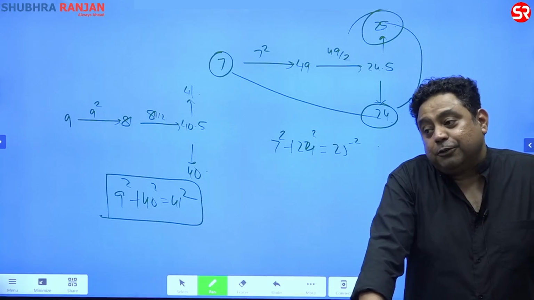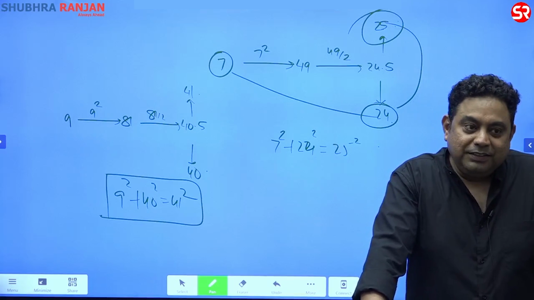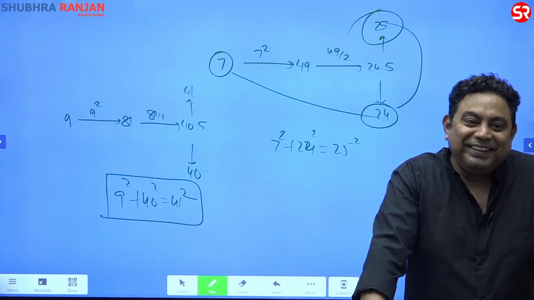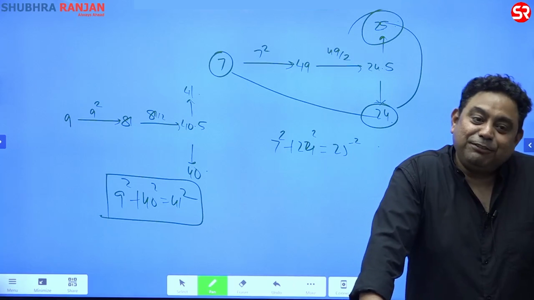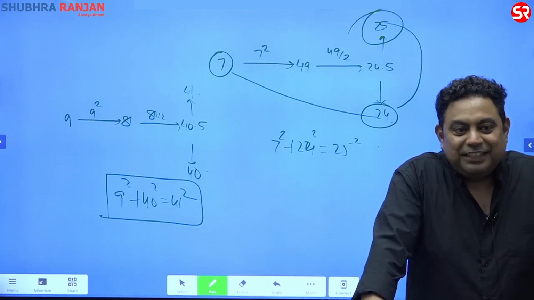2 से कैसे स्टार्ट करोगे मुझे बताओ. 2 का हाफ इज हाफ 1, 1 का स्क्वायर इज 1. नहीं बनेगा. ठीक है कि नहीं? नहीं बनेगा. 3 से स्टार्ट कर लो. 3 का स्क्वायर इज 9. 9 का हाफ इज 4.5. 4.5 से बड़ा इज 5, छोटा इज 4. 3, 4, 5. 3 से स्टार्ट कर लो.